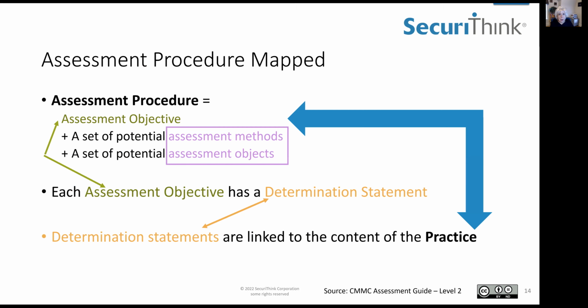Okay, so now we've done a deep dive on how that big blue arrow is created between the assessment objective and the practice description. But returning back to these directions, the assessment procedure still requires two more elements. In addition to the assessment objective, we need some assessment methods and some assessment objects.